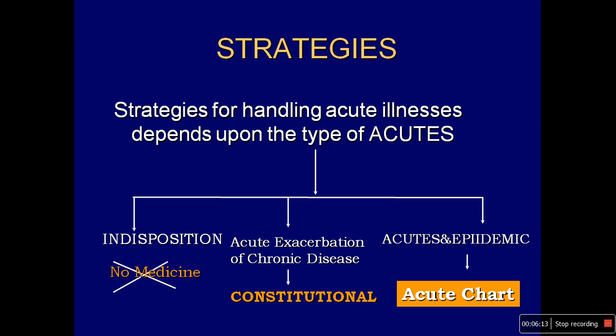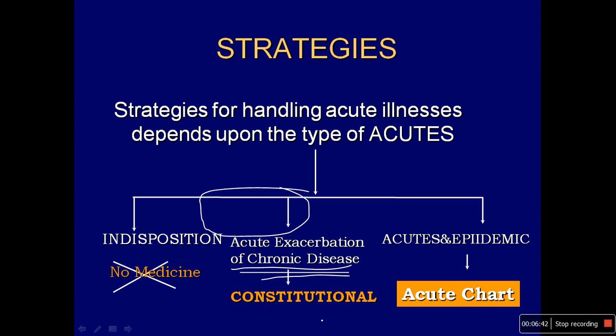Then there is the second situation which is called an acute exacerbation of a chronic disease. What is the meaning of that? Like a patient of asthma comes to you in an acute state, he is having breathlessness. Now this is not an acute case. It is an acute exacerbation of a chronic disease. He is already suffering from asthma, and then this is an acute exacerbation.